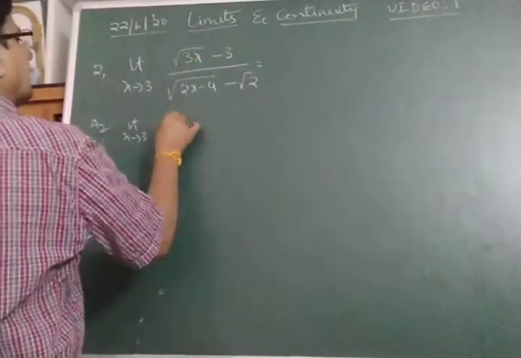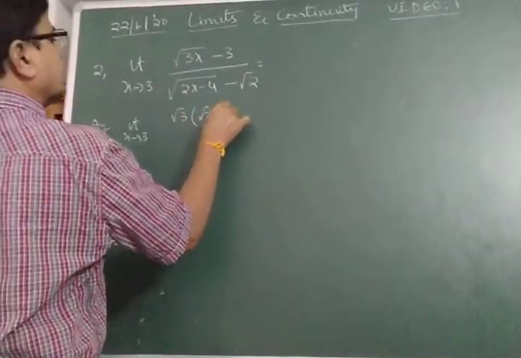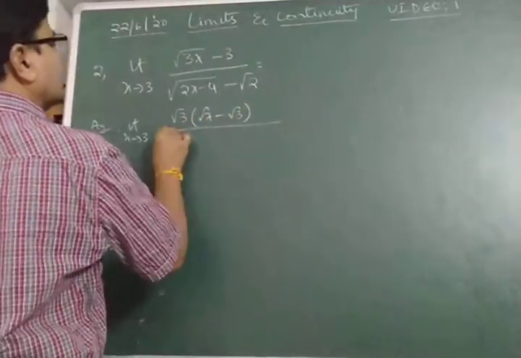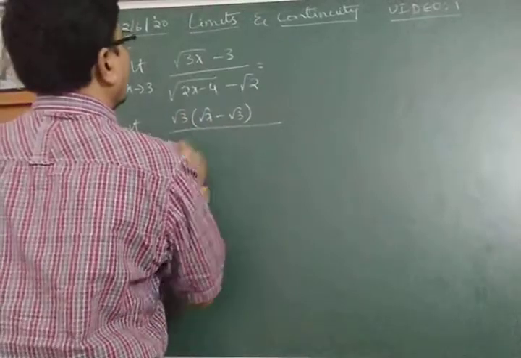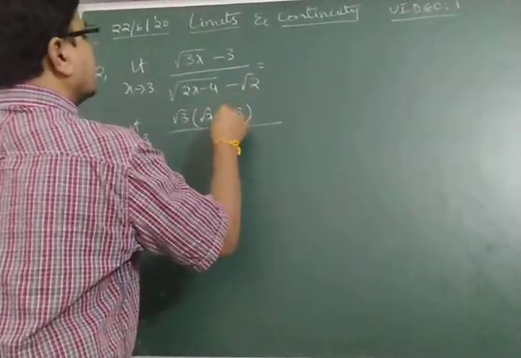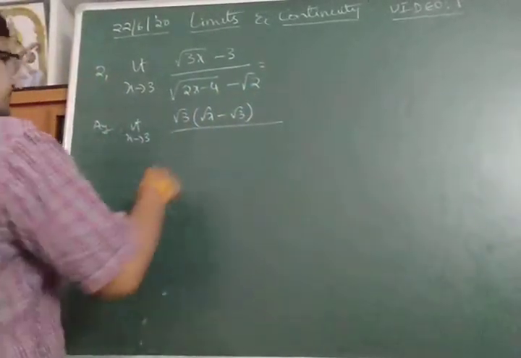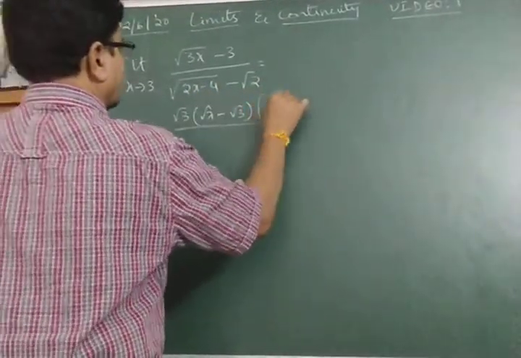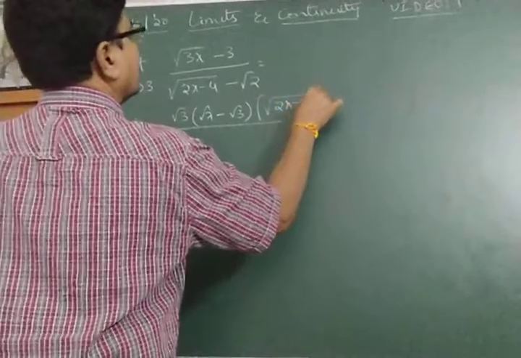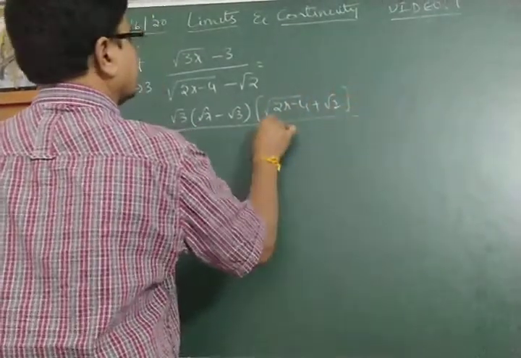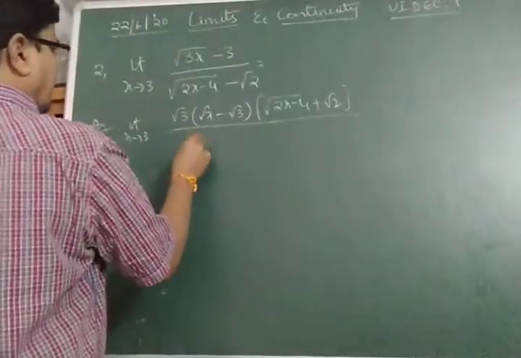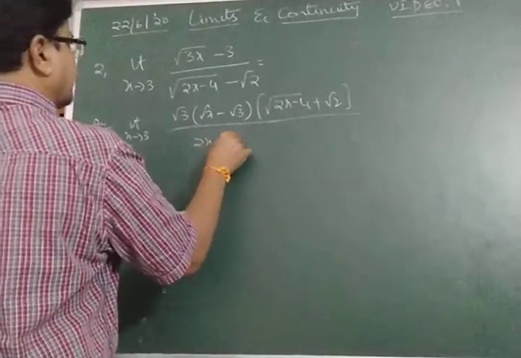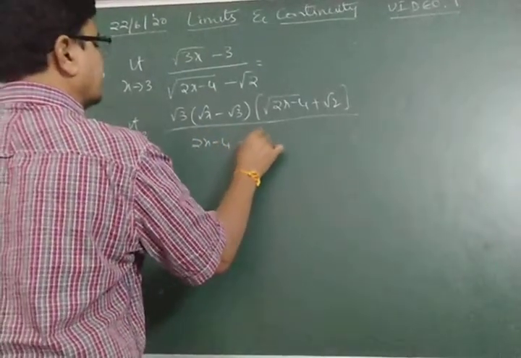So we take root 3 common, root x minus root 3 by, here we apply rationalizing. What is the rationalizing factor of this one? That is root of 2x minus 4 plus root 2, by 2x minus 4 minus 2.